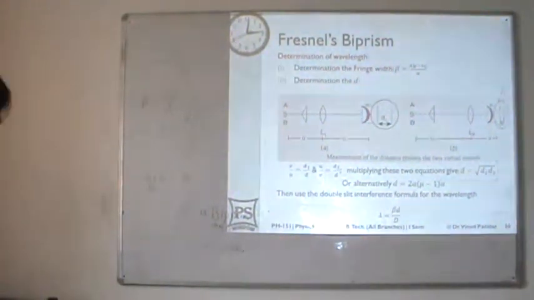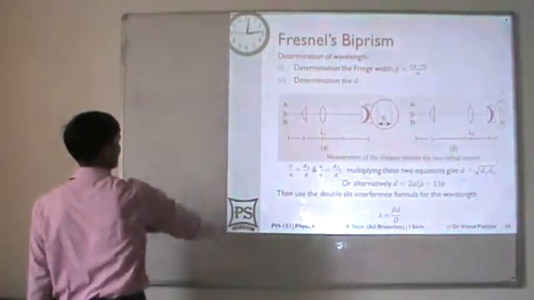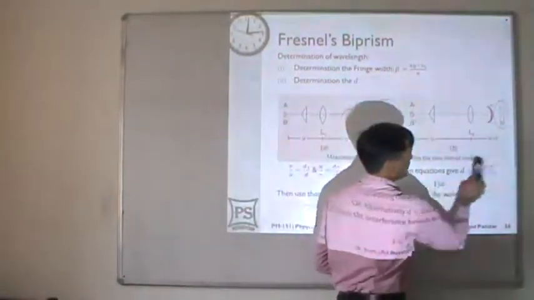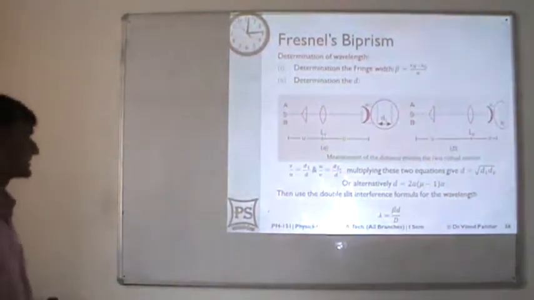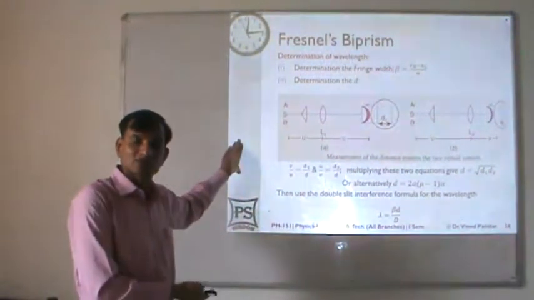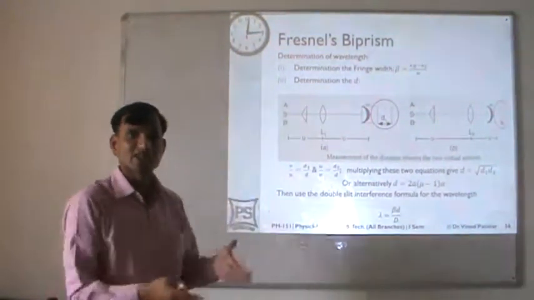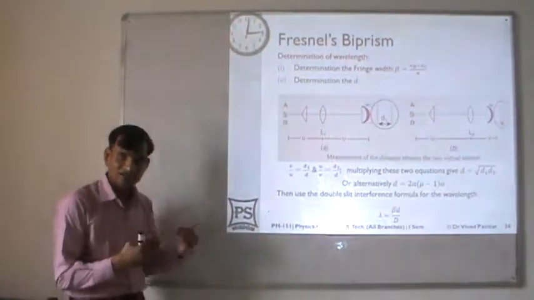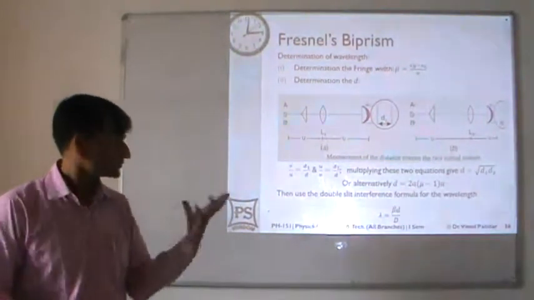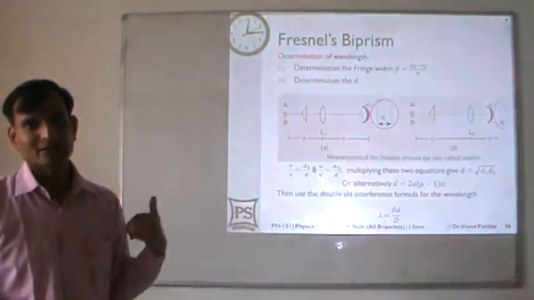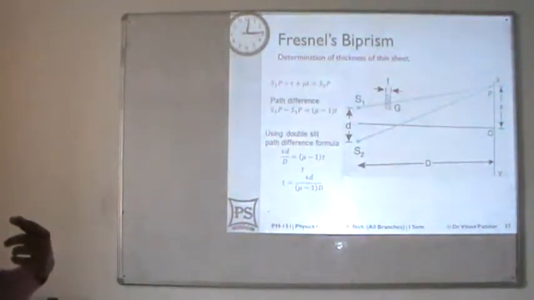So this is how we use Fresnel biprism to determine the value of the wavelength of an unknown source. Now you will do an experiment of this Fresnel biprism in your laboratory session. So you will understand it completely when you do the hands-on practice on the experimental setup. You can change the distance between the biprism and the screen, you can even change the distance between the source and the biprism, and you can play with that, and understand how the fringe width changes if you change the capital D, or the other parameters of the experimental setup.